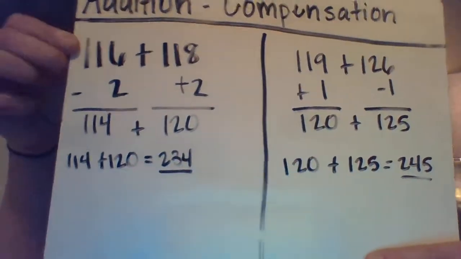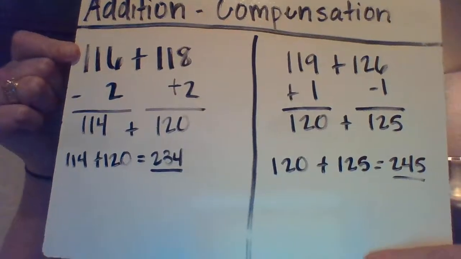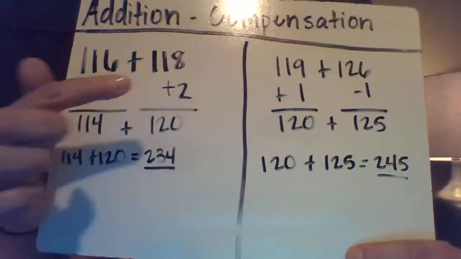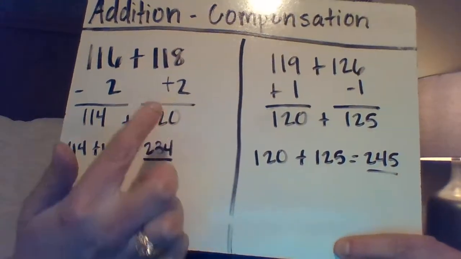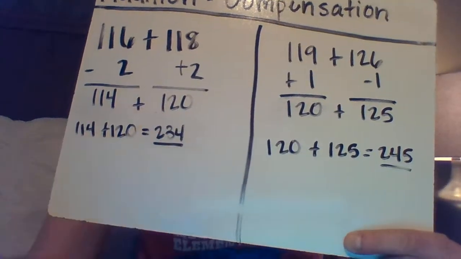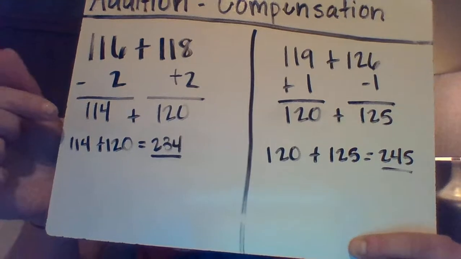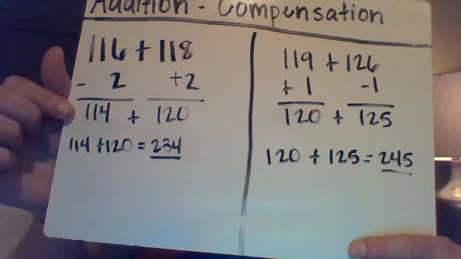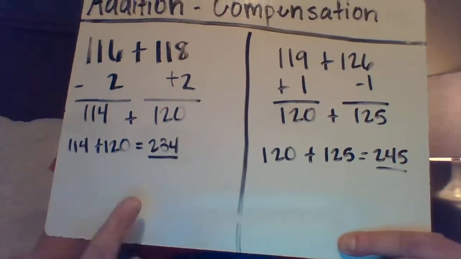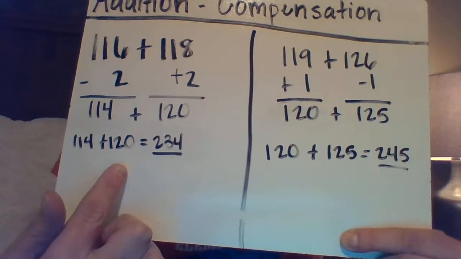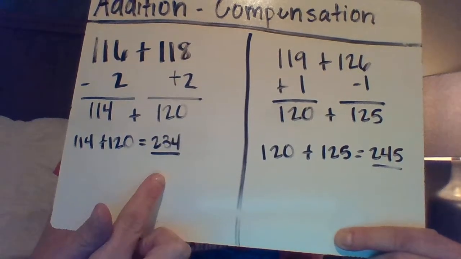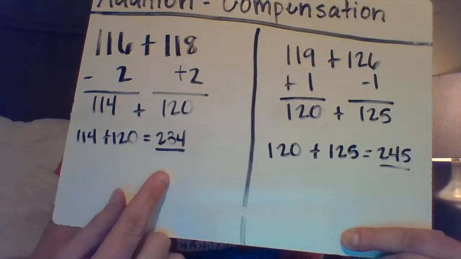For this example right here, the student changes 118 to the friendly number 120 by adding 2. And notice how 2 was subtracted from 116 to make 114. So whenever we added these together using our friendlier numbers, the student was able to solve 234 in an easier way.